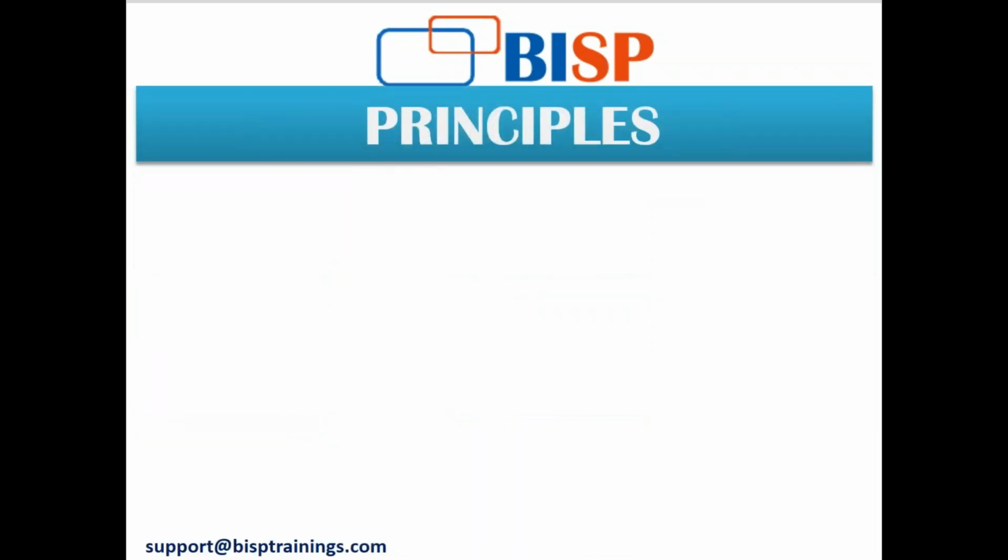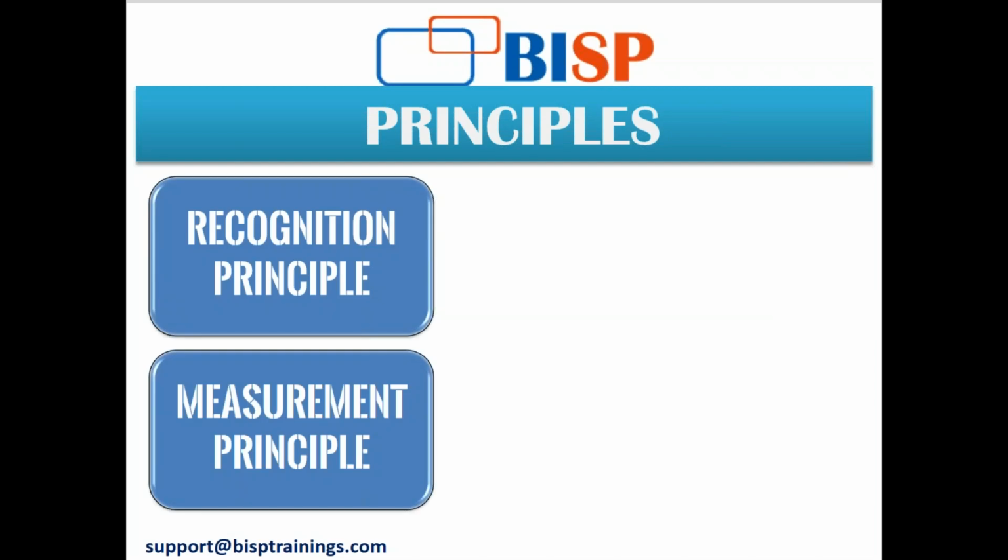Now, this whole thing of IFRS 3 is basically dependent on two principles. One is the recognition principle, and the other is the measurement principle. The whole business combination IFRS 3 effects are dependent on these two principles of recognition and measurement.